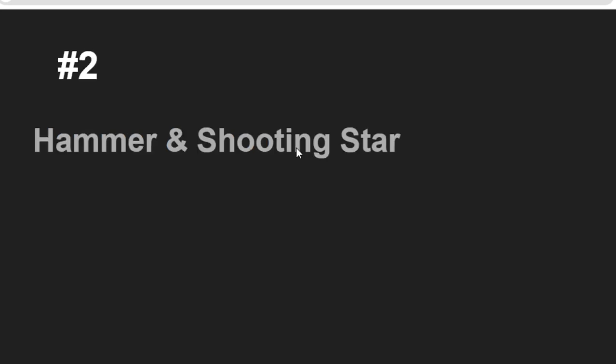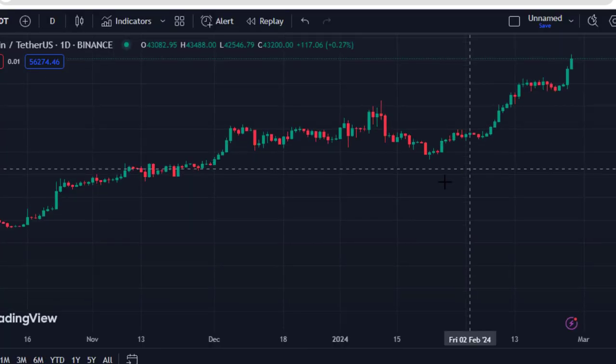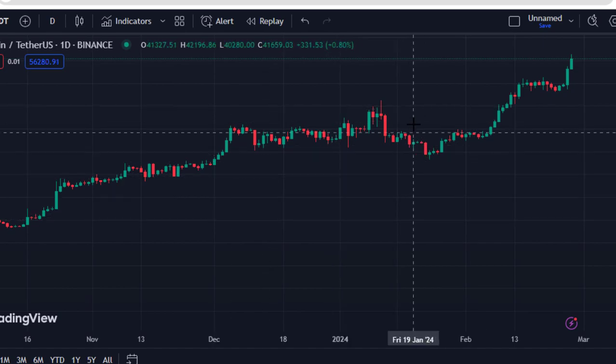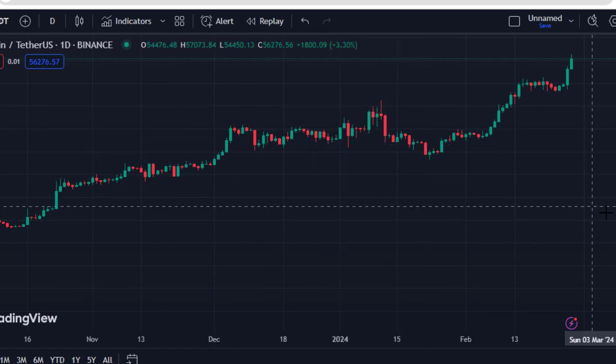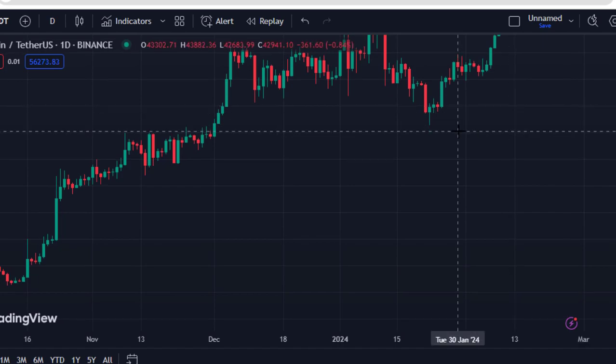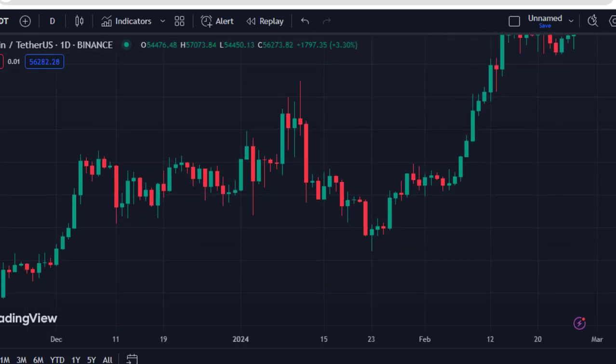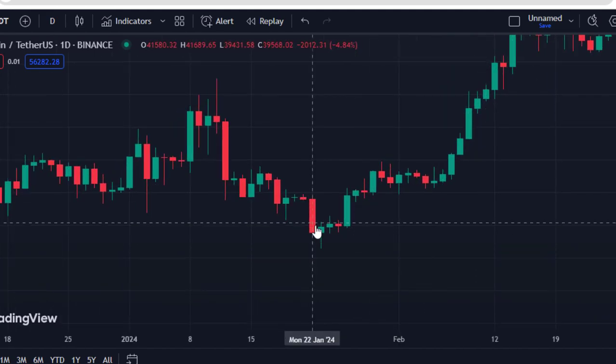The second candlestick pattern that you need to pay attention to on your chart is the hammer and shooting star. A hammer in an uptrend at support level, while a shooting star in a downtrend at resistance. If you look at this market, it was moving upward in an uptrend. We see the market retrace a little bit and then begin to move to the upside. But before the market moved to the upside, we see a very nice hammer right at this point.